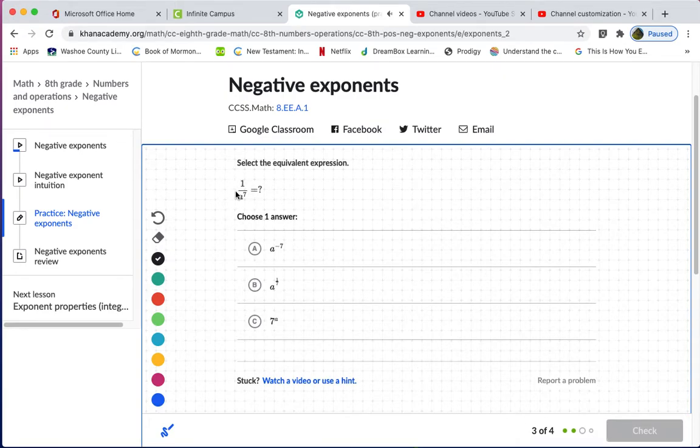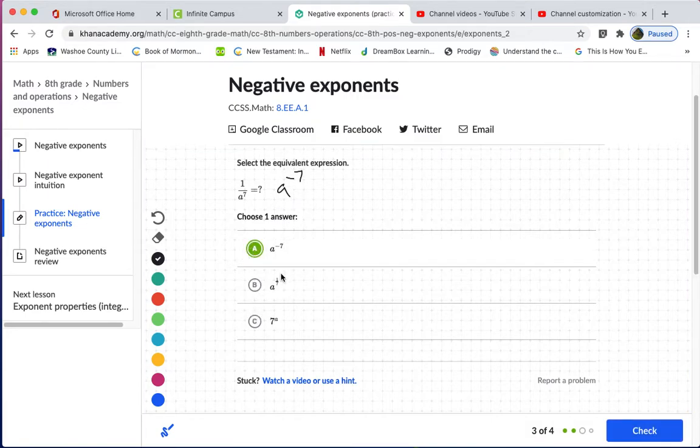1 over 8 to the 7. See, they're trying to throw non-numbers in there and mess us up, but that's not going to mess us up because we know that the rule still applies even if it's an a instead of a number. So this would be a to the negative 7. A to the 1/7 doesn't make sense. 7 to the a, they're just throwing random things in there at this point.